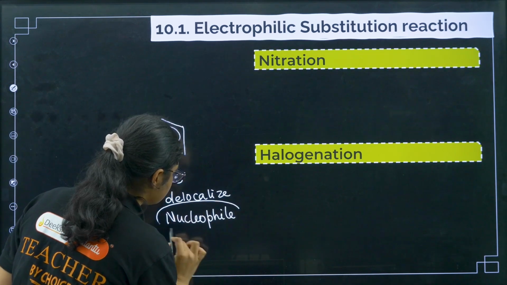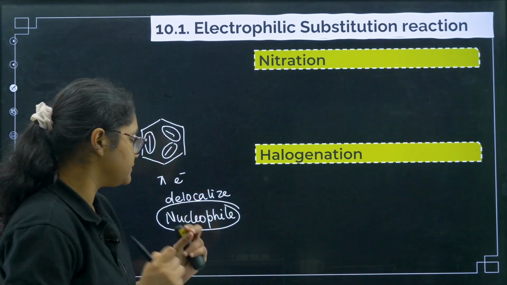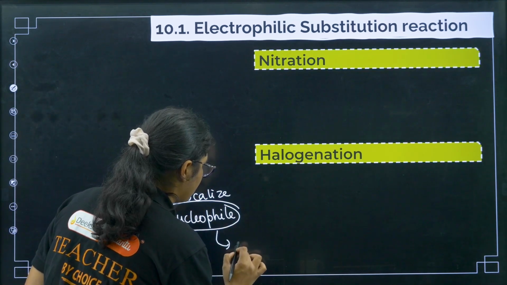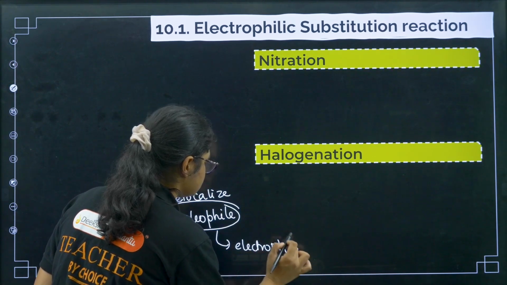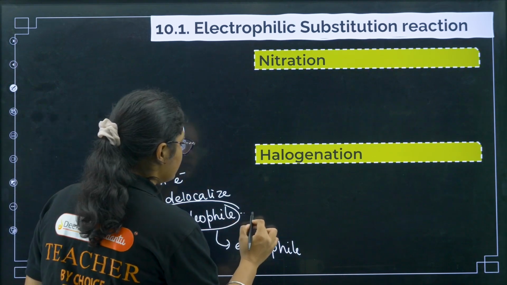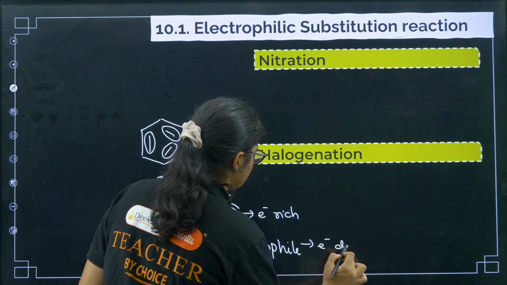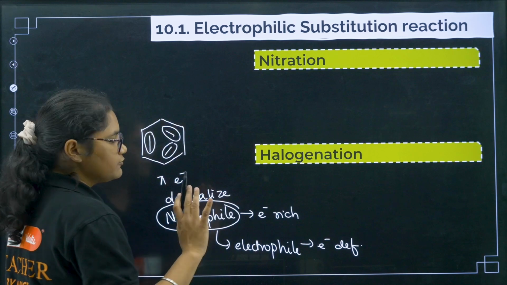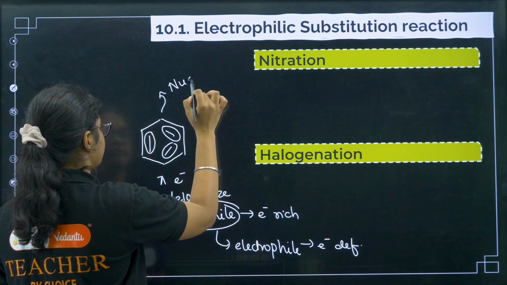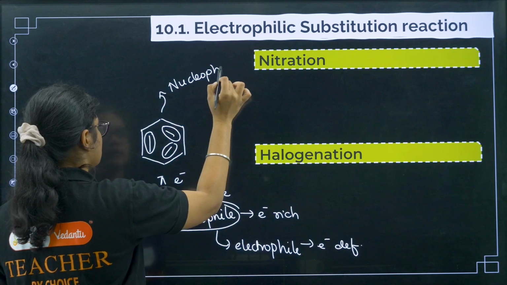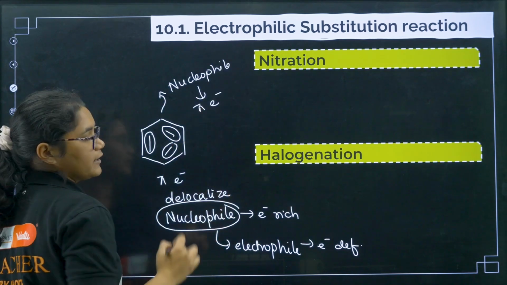Now if benzene is behaving as a nucleophile, then what will happen? If benzene is behaving as a nucleophile, it will attack on electrophiles. Okay, and we also know what is nucleophile and what is electrophile. Nucleophiles are electron rich species, electrophiles are electron deficient species, right? So first of all we have to understand that benzene itself behaves as a nucleophile. Okay, due to what? What is the reason? Due to the presence of pi electrons.